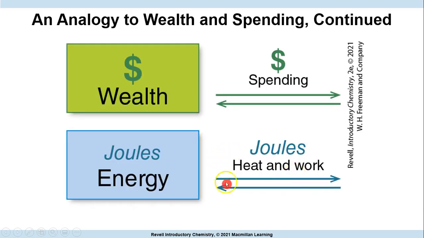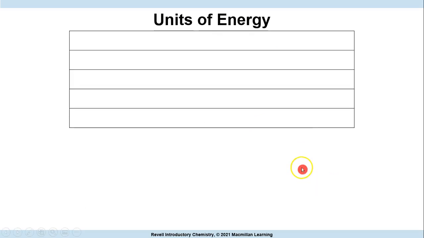Now, in energy, for energy to be transferred from one system or one substance to another, that is in the form of heat and work. Just as for money to be transferred, the wealth to be transferred from one person to the other is through spending. For energy to be transferred from one substance or one object to the other is through heat and work.